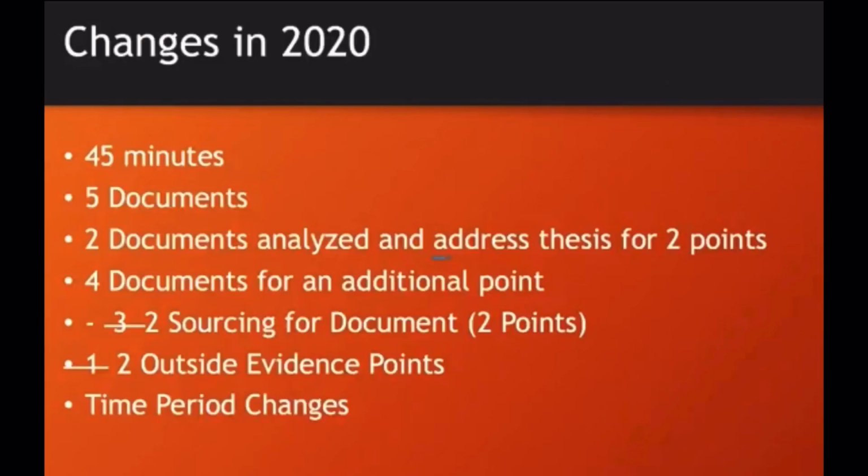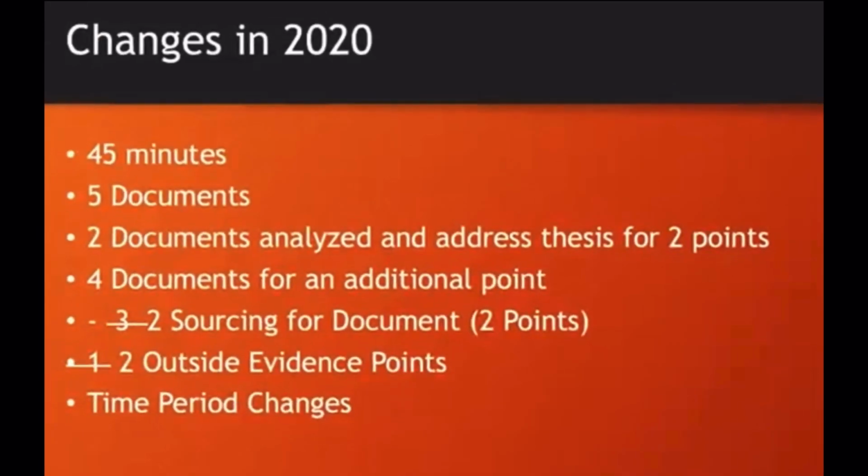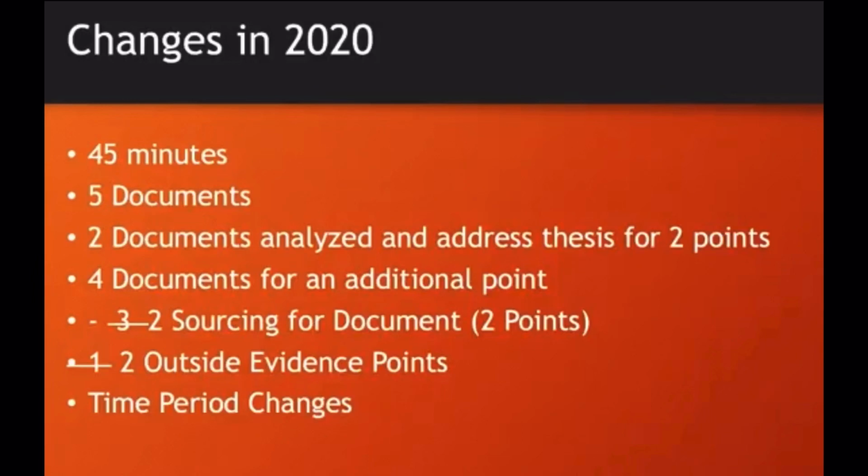In 2020, we're going to have a couple of changes. The big change is the time and the amount of documents they give you. So it's 45 minutes, 5 documents. Then if we look at the rubric, I highly recommend Tom Ritchie's rubric. He has an online rubric that you can download for free. So I highly recommend looking at that. Okay, so we have the new rubric. It's 10 points now instead of the 7 we had before.